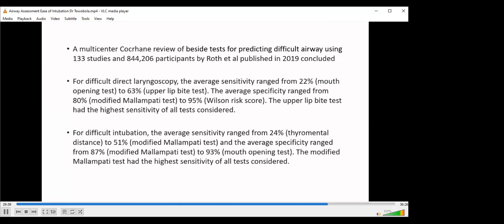For difficult intubation, the average sensitivity ranged from 24% for thyromental distance to 51% for modified Mallampati test. And the average specificity ranged from 87% for modified Mallampati to 93% for mouth opening test. The modified Mallampati test had the highest sensitivity of all tests considered.